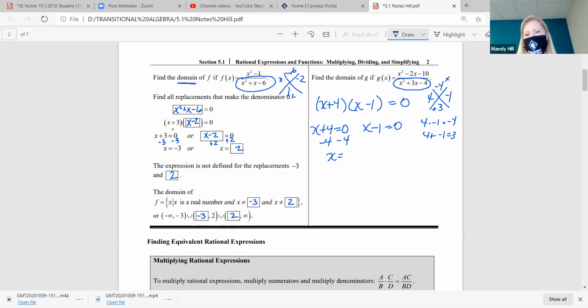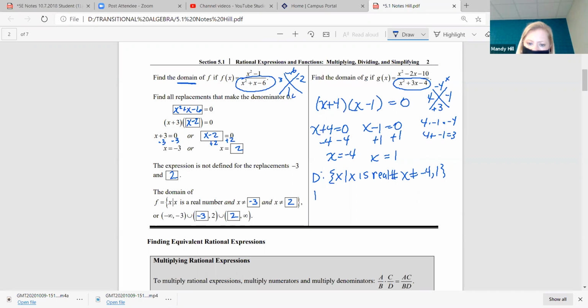So we're getting x is equal to -4. We add 1. X is equal to 1. So these are my two trouble areas. So when I want to write the domain, it's all x's, such that x is a real number but x is not equal to -4 and 1. You could put and x is not equal to 1 as well.